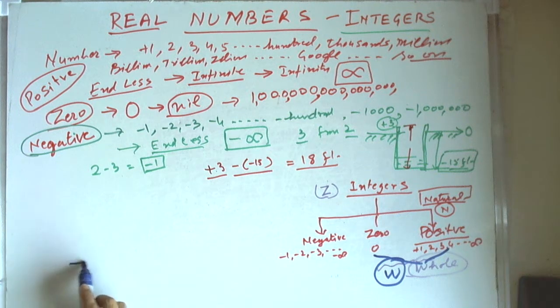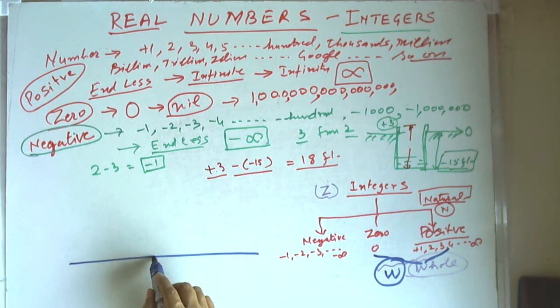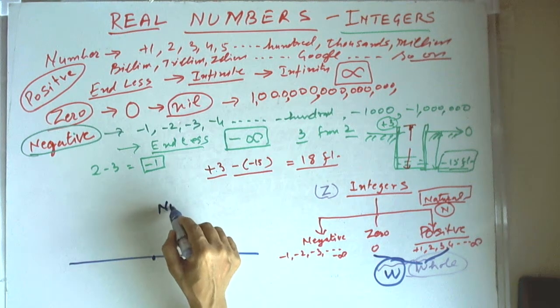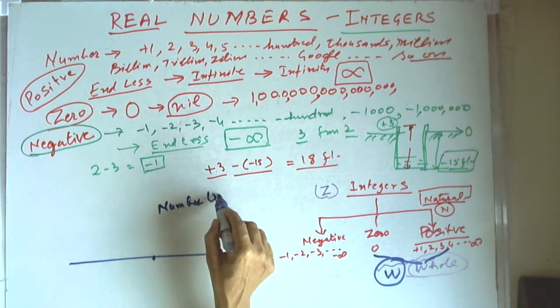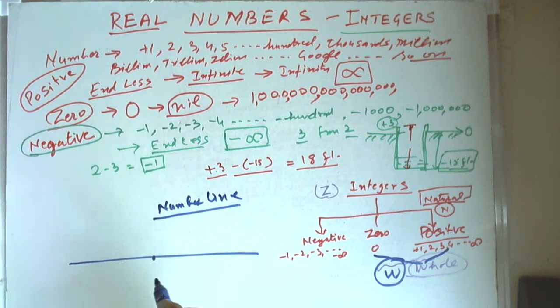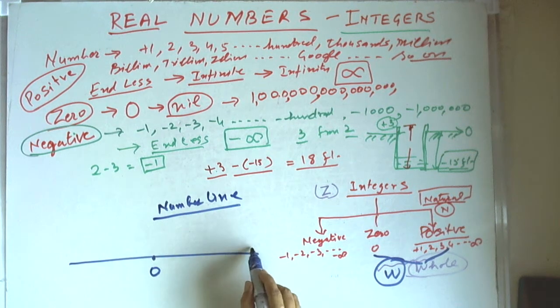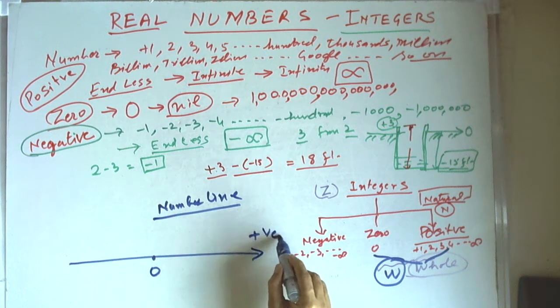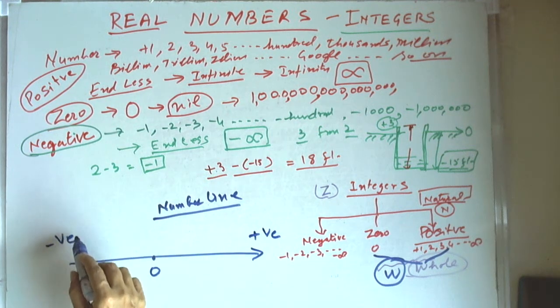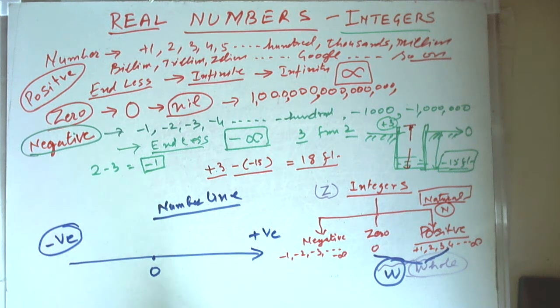Graphically, we can also represent numbers on a number line. It is simply a line which has 0 in the middle, and this side is the positive side and this side is the negative side. This line extends from the middle point both on the left hand side and on the right hand side indefinitely. So it is going to plus infinity, and this side it is going to minus infinity.